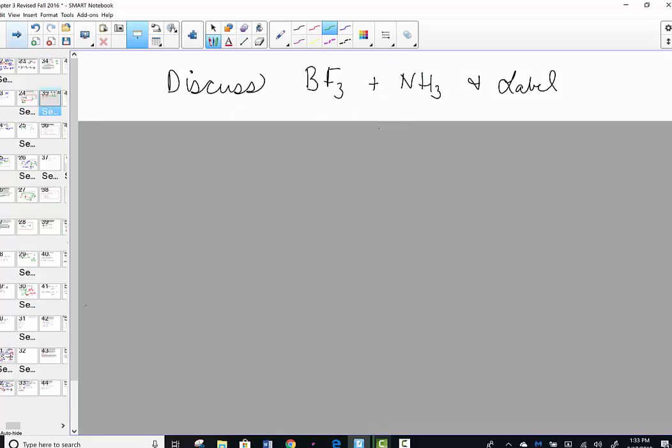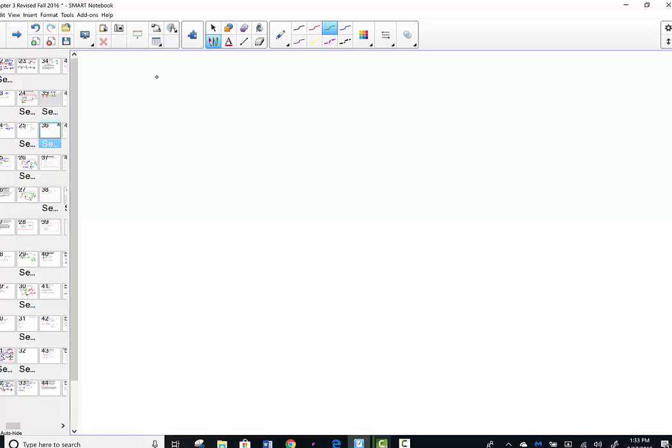Let's model BF3 and NH3 and label. BF3, boron trifluoride. Boron lives in group 3A. It has 3 valence electrons. And when we draw its structure, it does not want an octet based on formal charge. So this is boron trifluoride. Notice that since boron has only 6 electrons, not 8, it makes a good target for a Lewis base.